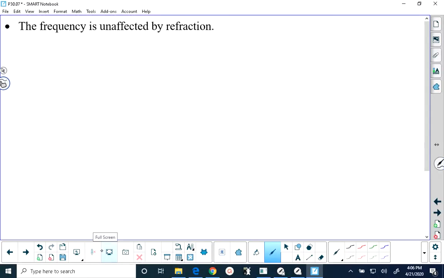The frequency is not affected by refraction. And I'm going to explain why that's the case. But I need to go back and review how waves are created.